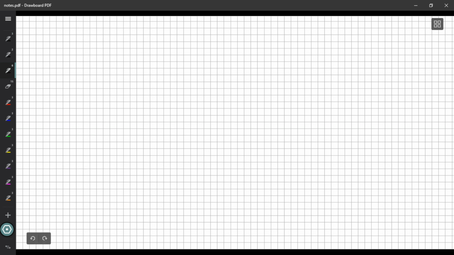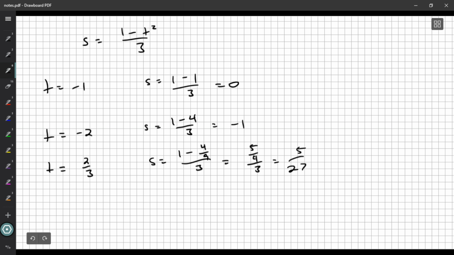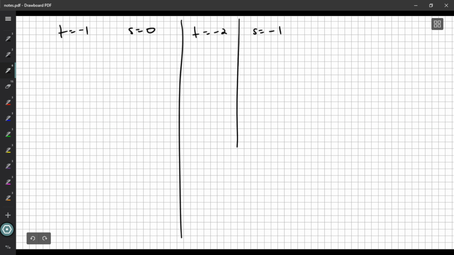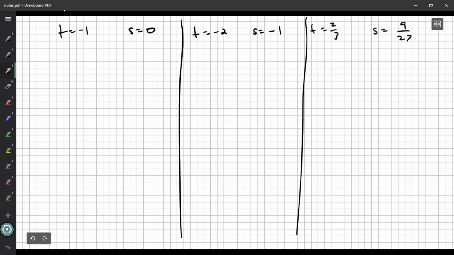The only thing to do is to absolutely make sure that somehow the algebra hasn't screwed up. This doesn't happen so much for two-dimensional stuff, but if you move on to 3- and 4-dimensional parametric curves, which we're not doing in this question, you definitely want to get in the habit of checking everything. So we'll do t is -1, s is 0. t is -2, s is -1. And our last situation, t is 2/3, s is 5/27.